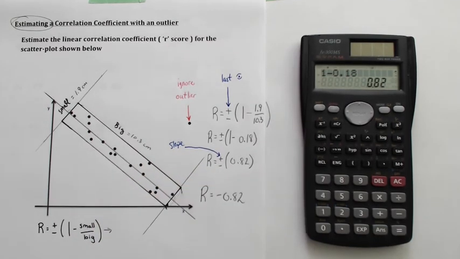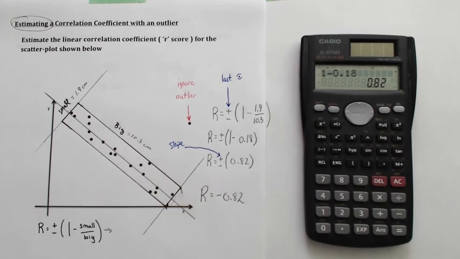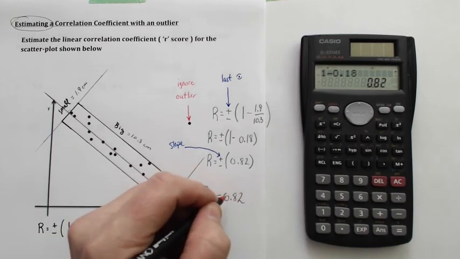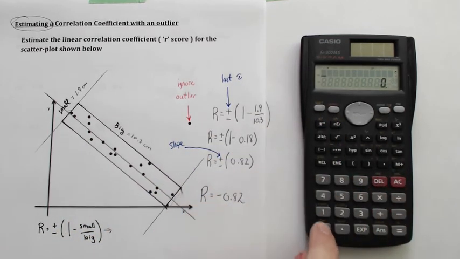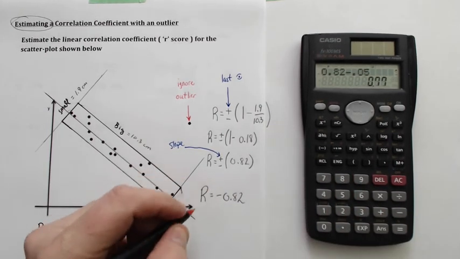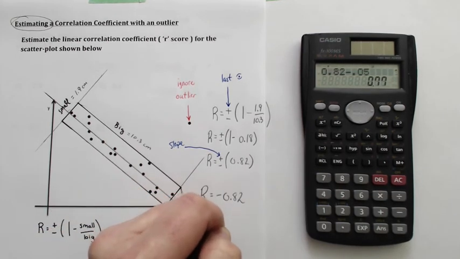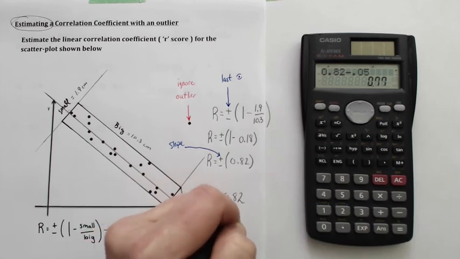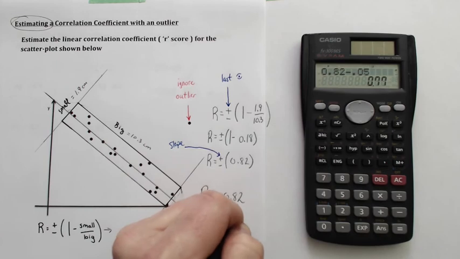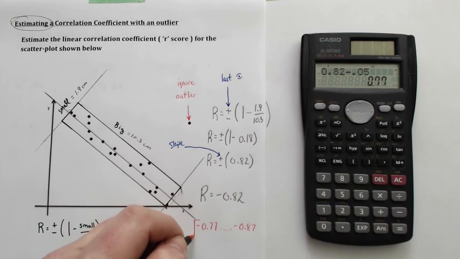Now, last thing to say, you're allowed a margin of error. So on the exam, I have to accept any answer that runs from 0.05 below that. So not that you need to know this, but 0.82 minus 0.05. I want to make sure I don't make any calculation errors there. So you're allowed to have any answer from negative 0.77 all the way up to negative 0.87. So plus or minus 0.05. So you can be 0.05 off to the good or to the bad. That gives you a nice wide range.